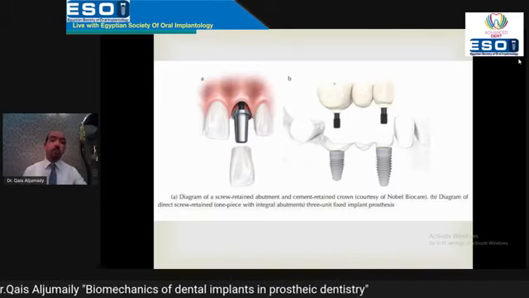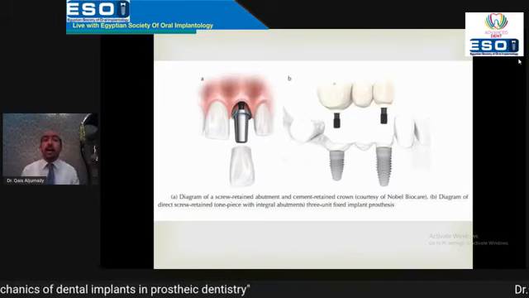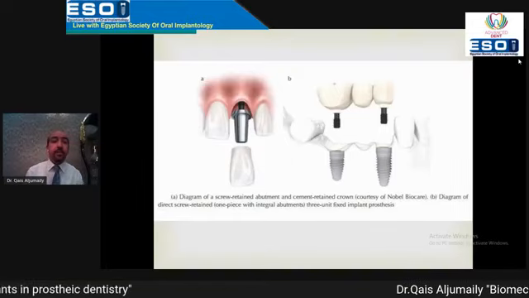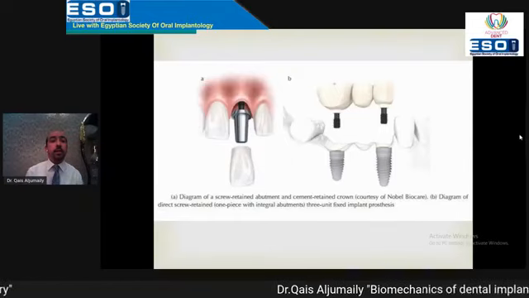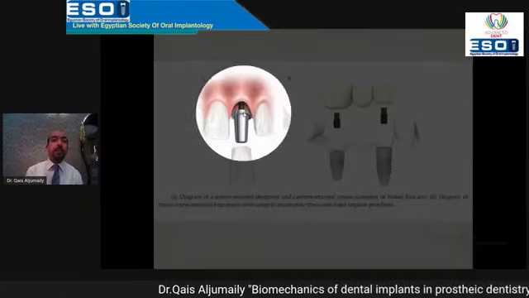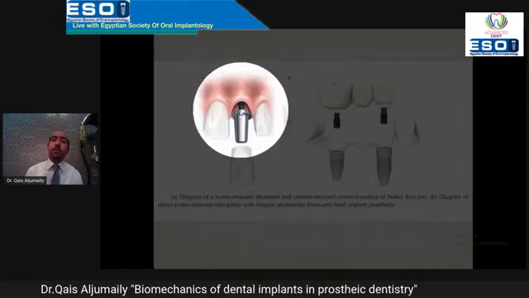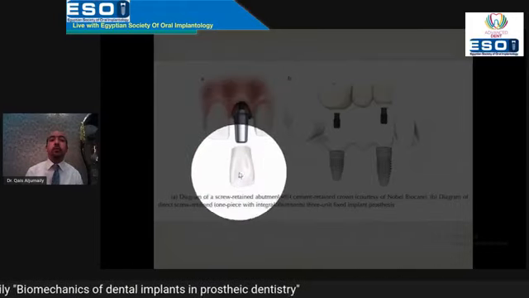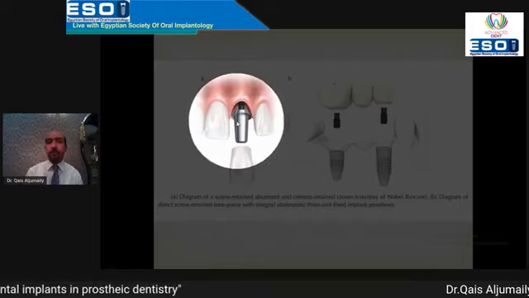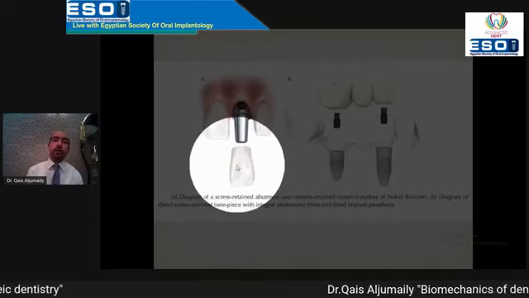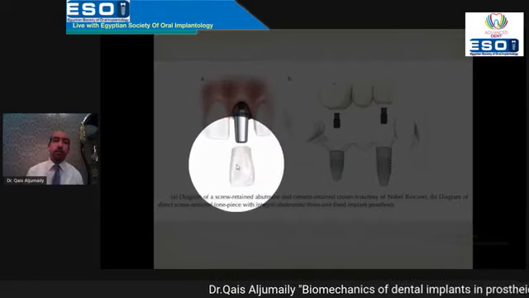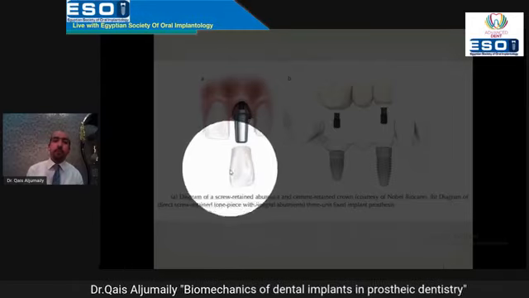Cementable type means that the abutment here is connected to our fixture, and then the crown will be cemented over this abutment, just like the cementation of the conventional crown over a tooth. So this is a cementable prosthesis.